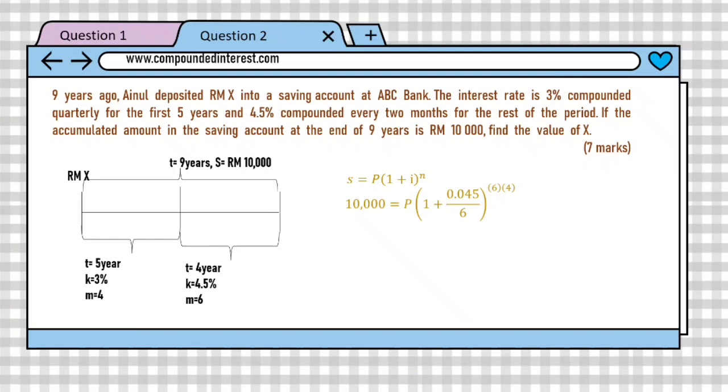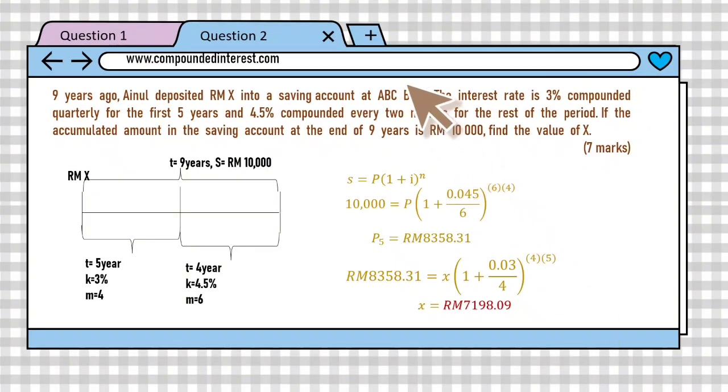After that, we'll get RM8,358.31. Now, we can finally count how much money I spent for the first 5 years. We'll be using the same formula, but we'll insert the new P value instead as our new sum. So, RMX is equal to RM7,198.09. And that'll be our final answer.